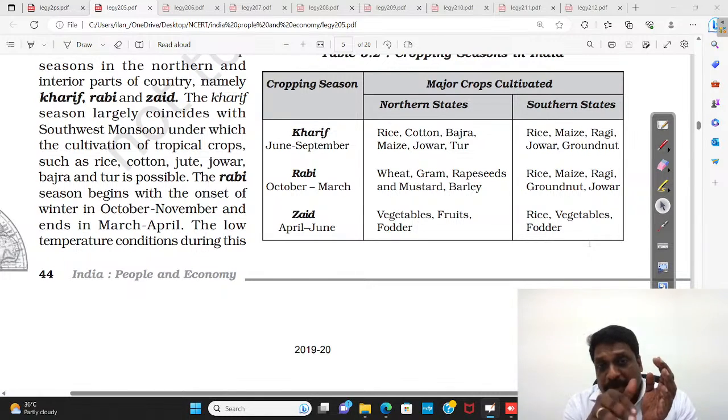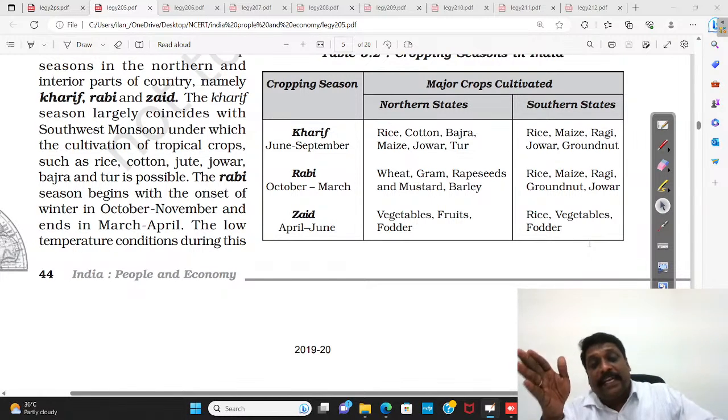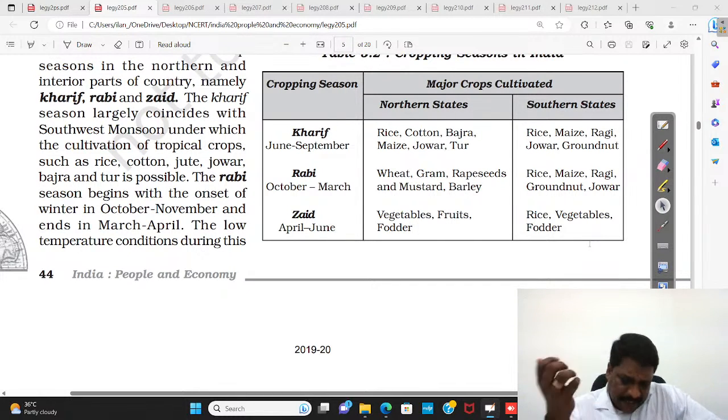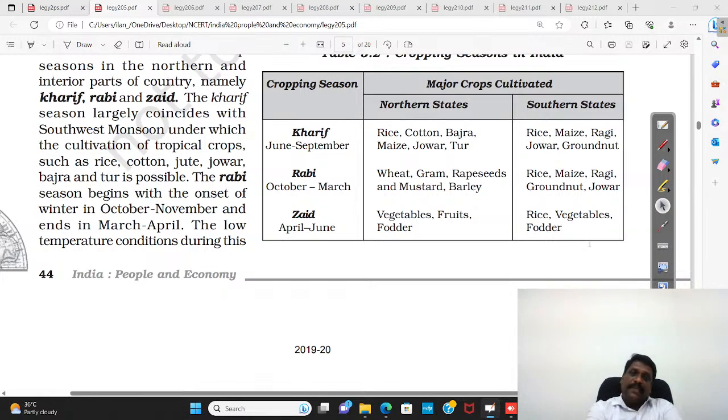For example, the temperature needed for Zaid plants should be more. More than the temperature, the length of the day should be more. Dry summers, and the precipitation should be very, very less. Why exactly they say the precipitation should be less, I'll tell you.